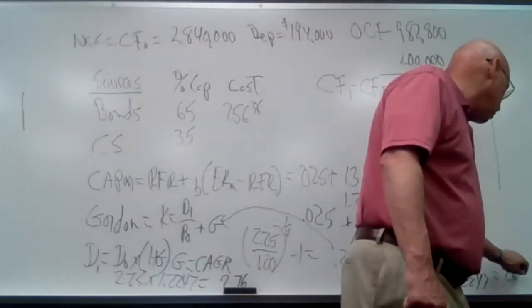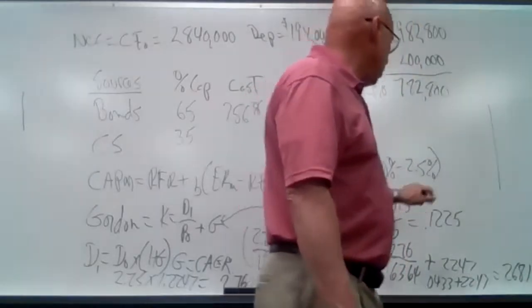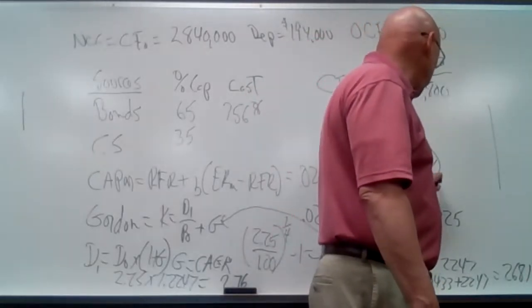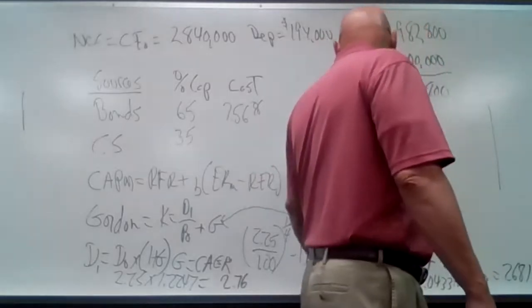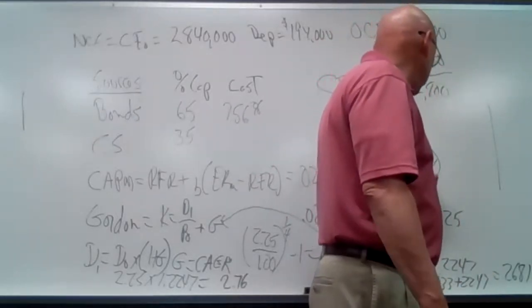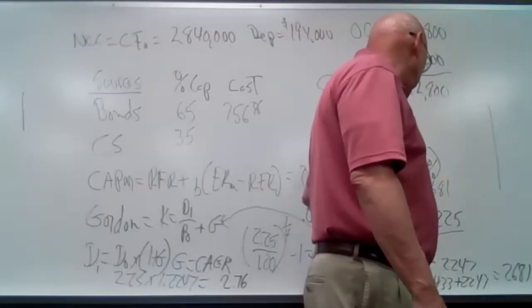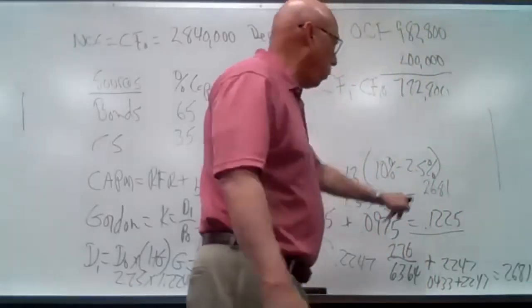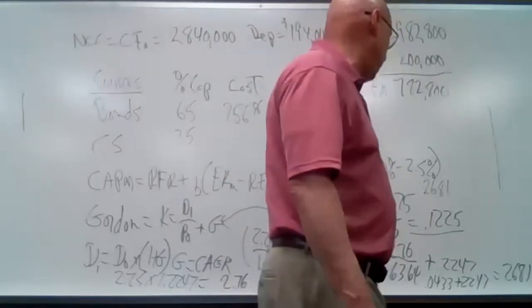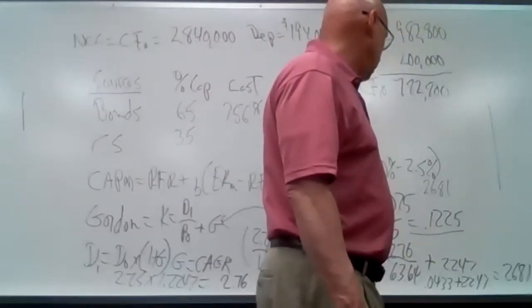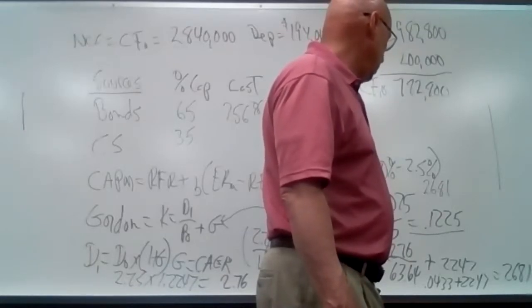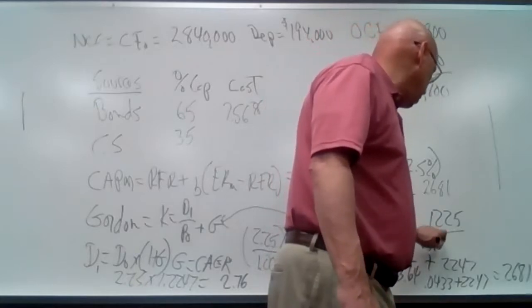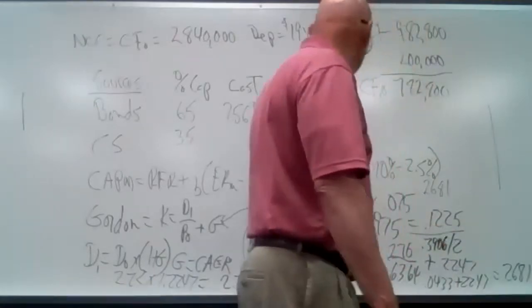0.2681? Mhm. Okay. All right, so let's add these two together. The CAPM is 12.25 and the Gordon is 0.2681. Add them up. So what's 0.2681 plus 0.1225? 0.3906. Is that what that is? Yes. 0.3906, and divide it by 2, because we're going to average.